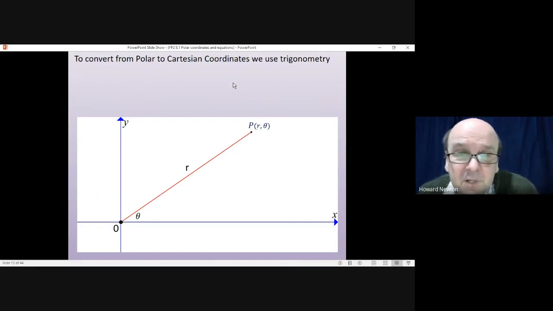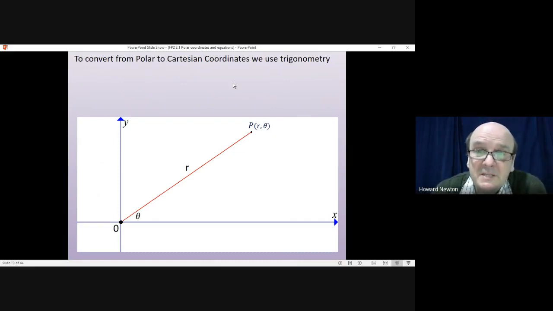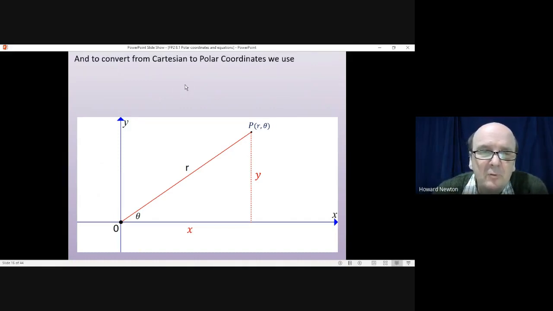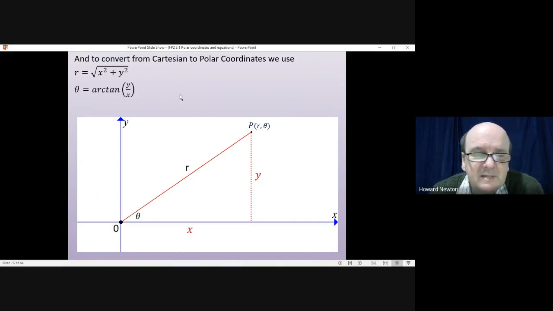If we want to convert, first of all, from polar to Cartesian coordinates, we use trigonometry. So you create a right-angled triangle, that distance is x, that's y, the distance is r, and the angle is theta. And the x-coordinate just equals r cos theta, and the y-coordinate equals r sin theta. If we're converting back the other way, from Cartesian to polar form, then we use Pythagoras to find r, the square root of x squared plus y squared, and trigonometry to find theta, the inverse tangent of y divided by x.